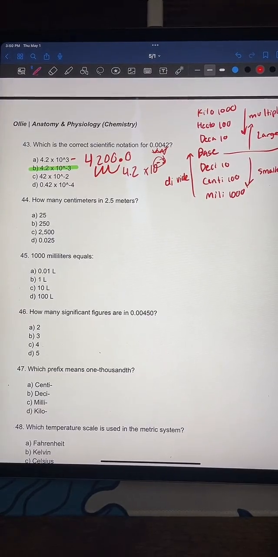So when you were to multiply times 10 to the third, you would get 4,200. Does this make sense now? Got it. The negative is just the sign.